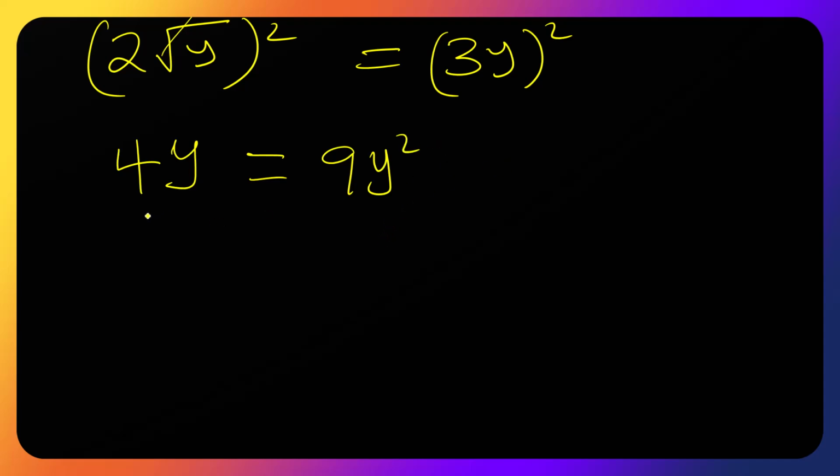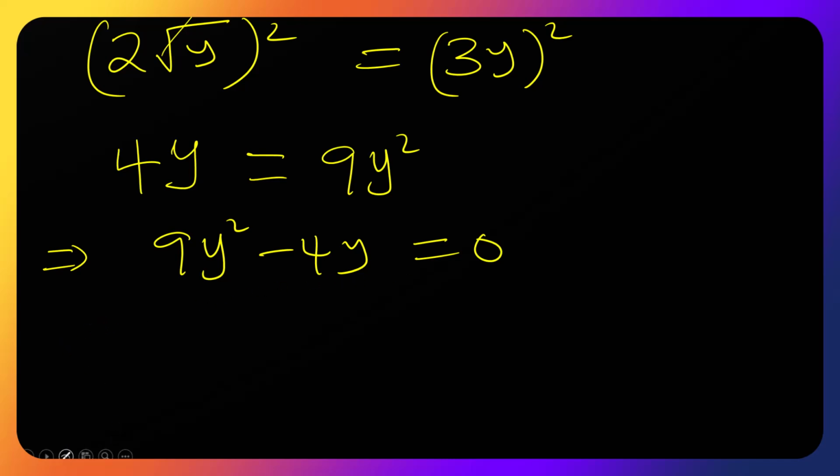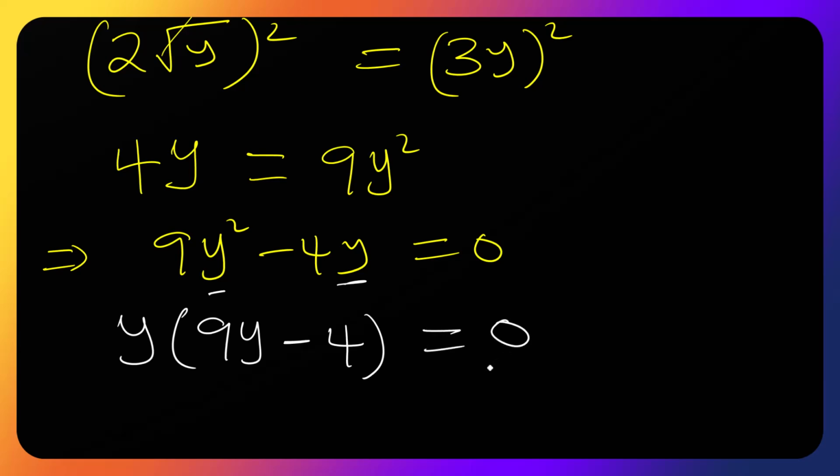Now from here, we can join this one to this. So I can say 9y squared minus 4y equals 0. Don't forget we have y in common, so we can factorize y out from here. So we have y here, y there, so y out. I'm left with 9y here, and since this one is double, I'm left with 1 minus 4. This one has been taken out, so no more y.